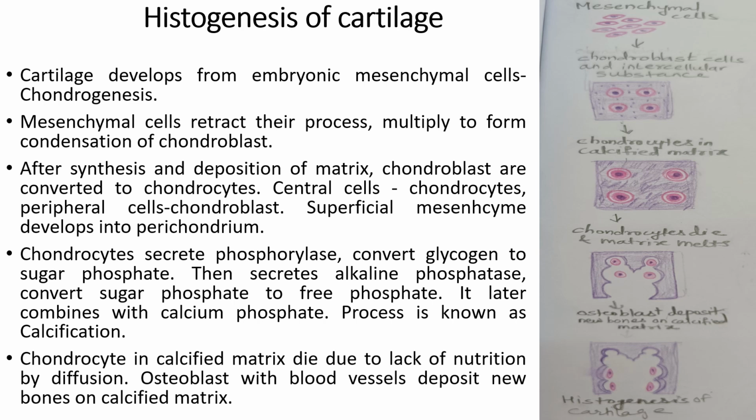Then the chondrocytes in the calcified matrix will die due to lack of nutrition by diffusion, and the osteoblasts with blood vessels will deposit new bone in the calcified matrix. So formation of new bone by osteoblasts is known as osteogenesis, or we can say ossification. So there is a difference between calcification and ossification. Calcification is simply the laying down of calcium phosphate in the matrix, whereas formation of new bone is known as ossification.